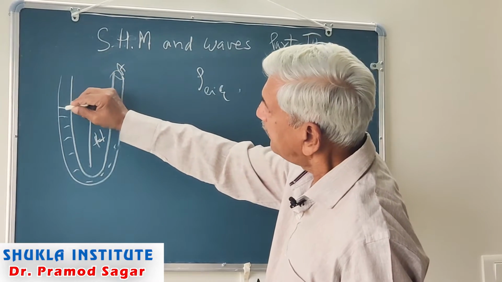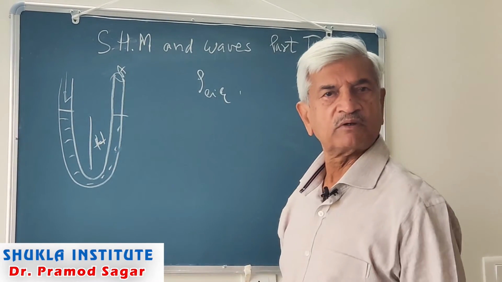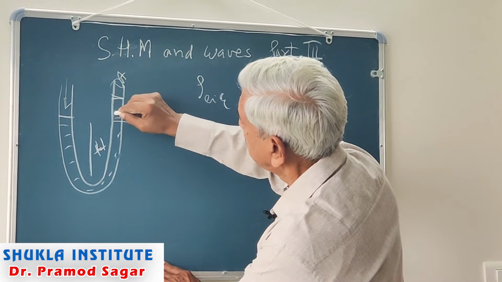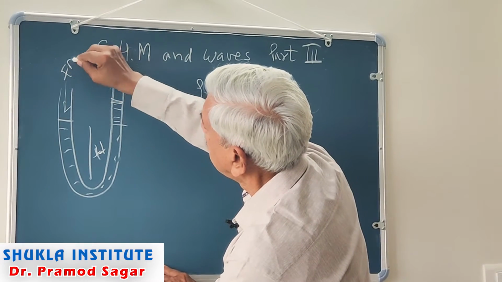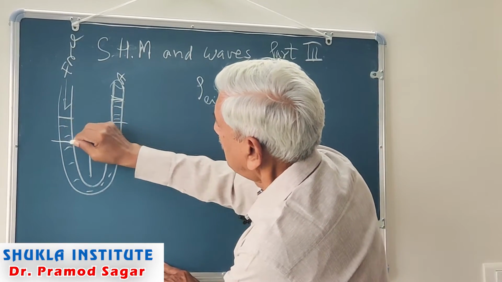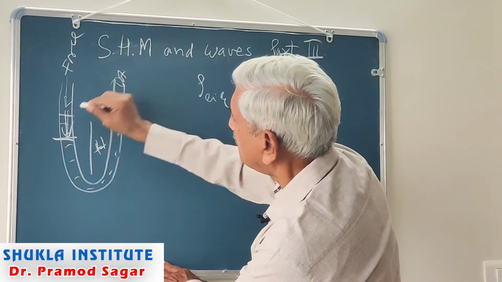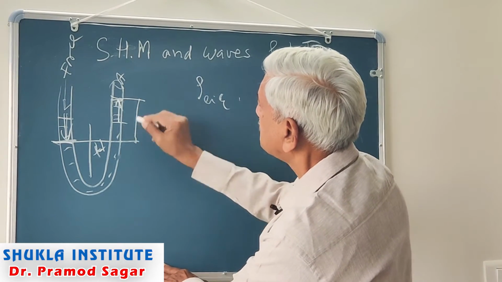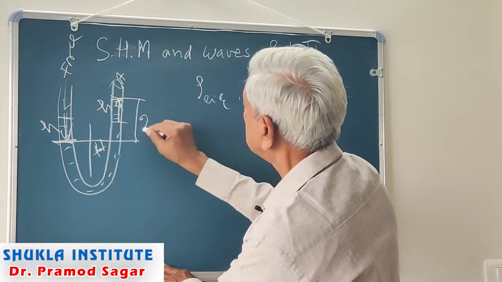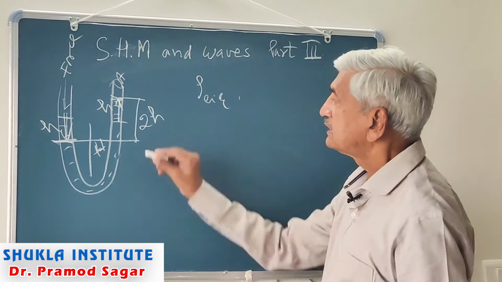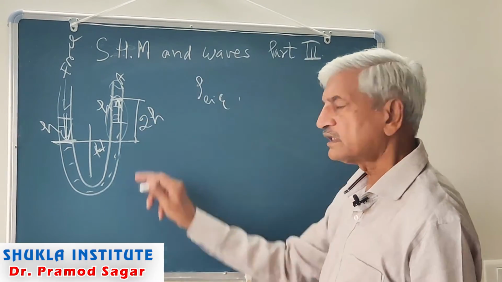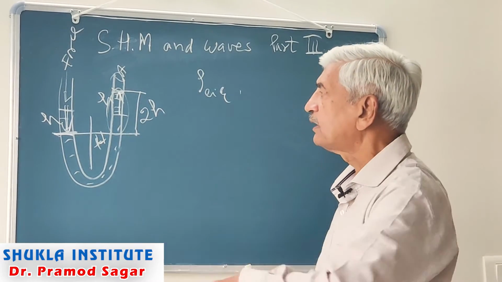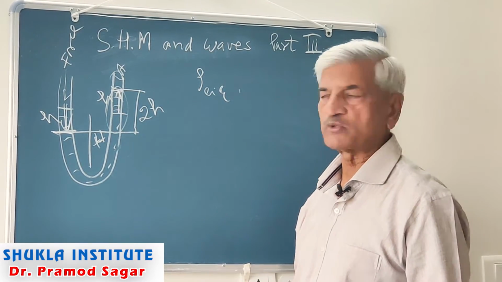But just see, if a force is applied on one of the limbs, this will be depressed here and this will be raised here, and the total height difference, if this is h and this is h, is 2h. This height of 2h will exert a force on the remaining liquid and make it move in this capillary. Let me find out the total force.